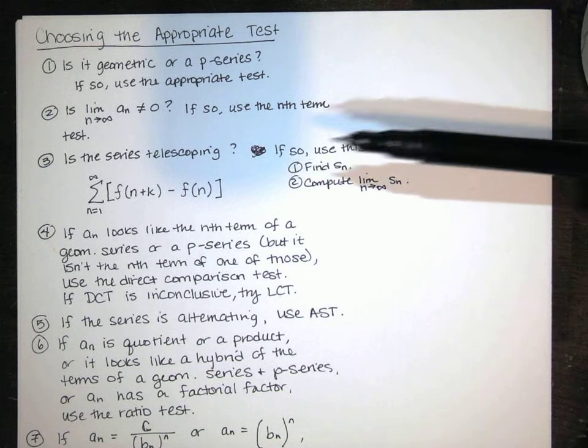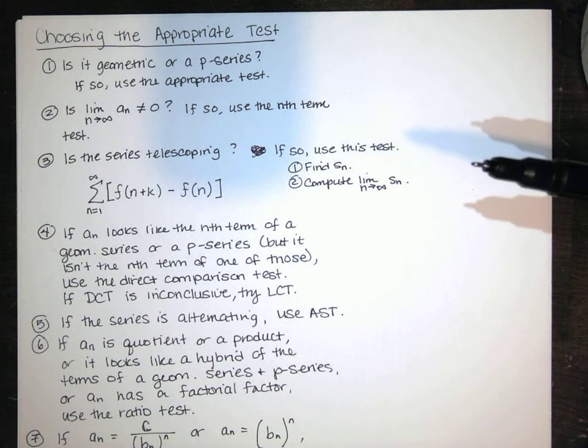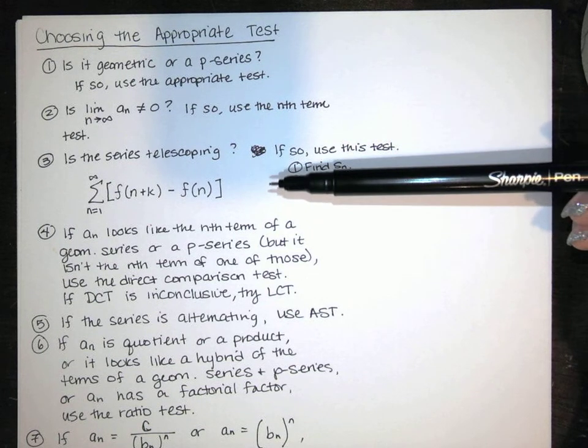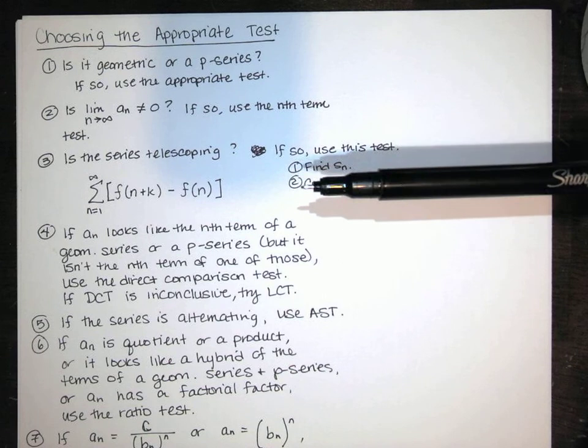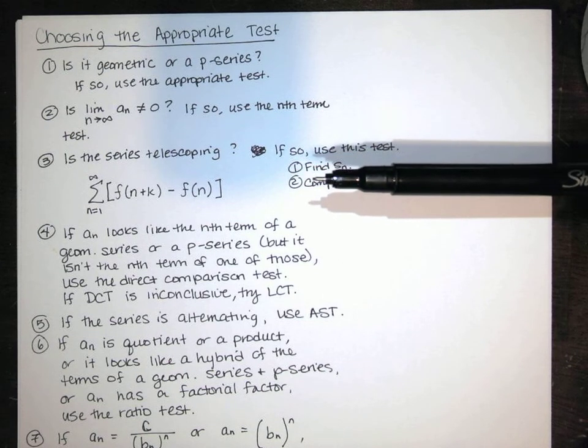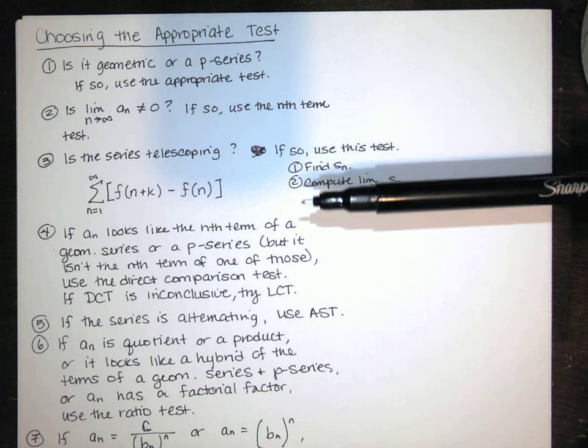If the series is telescoping, then I use the telescoping series test. I especially would use this test if I'm interested in finding the sum of the series. If the question isn't just, does this converge or diverge, but instead the question is, this converges, what does it converge to? If it's telescoping, I want to use this test.